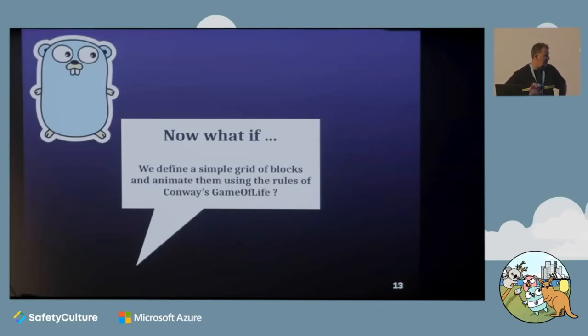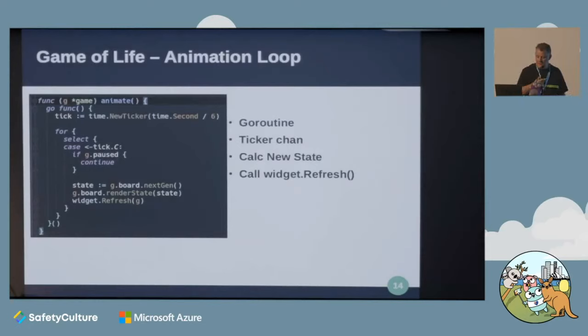So let's say we have a frame buffer device with, say, 64 pixels in a square, and we want to animate that using Conway's Game of Life rules. That's one of the example applications. The code behind that now, we'll look at the animation loop. So we have here a simple go routine, fires off a ticker. We're pulling from the ticker channel 6 times a second, and then down the bottom here, generate the next iteration of the screen, and then widget.refresh.